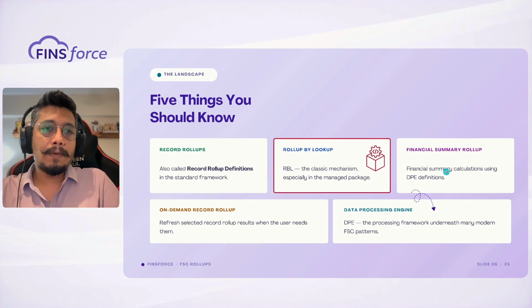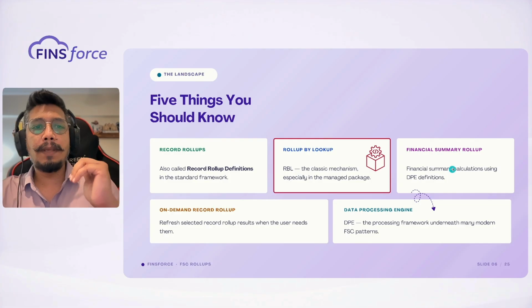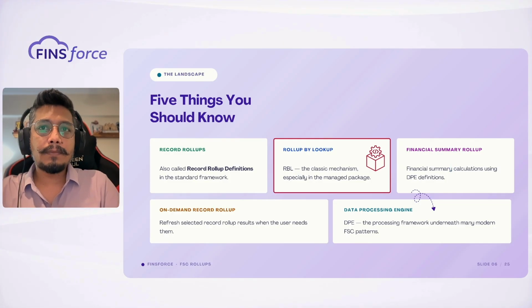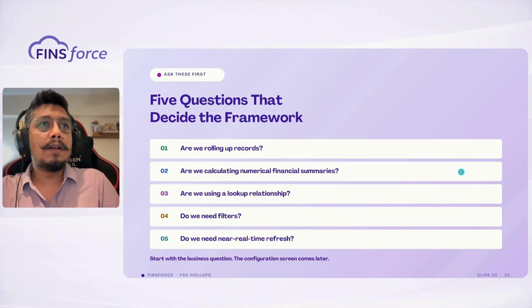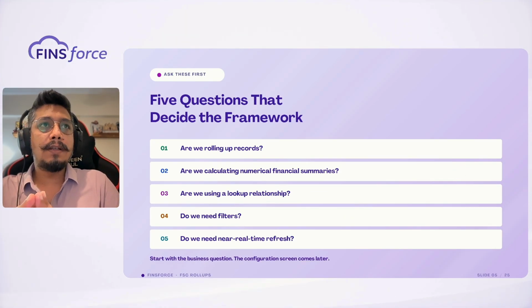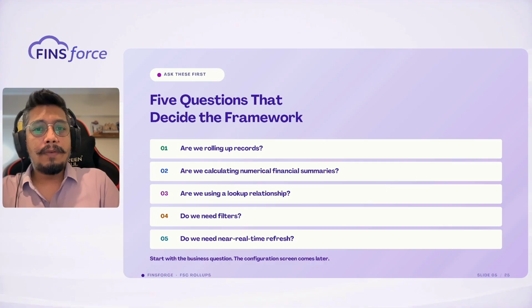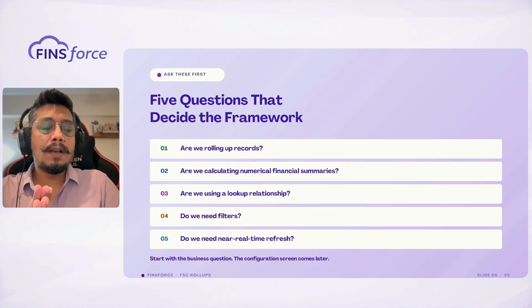So these are the 5 options available, and it becomes very confusing for developers which one to choose. So how will you decide? You have to answer these 4 questions whenever you want to decide which is the correct approach for your rollups.